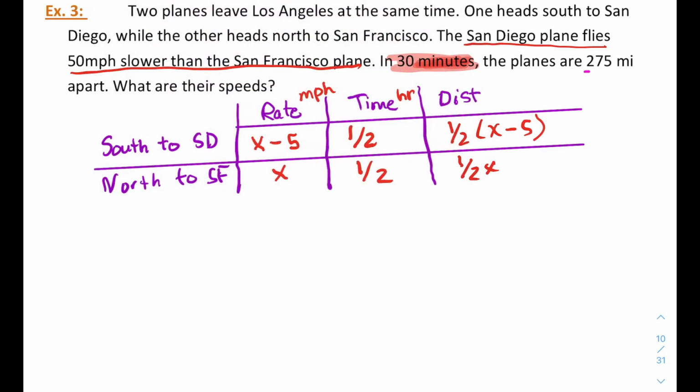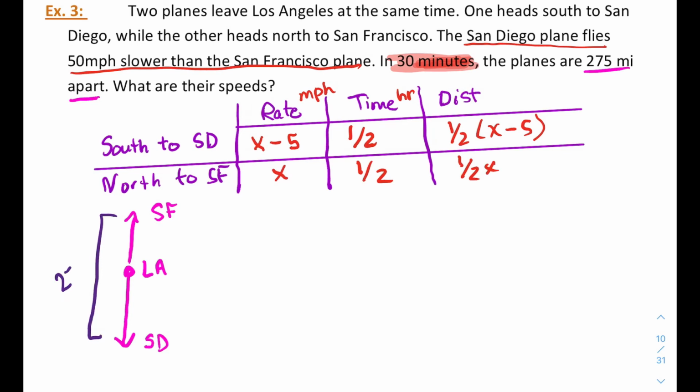Now those distances aren't necessarily the same. We're looking at after 30 minutes, and what we're told is after 30 minutes, the planes are 275 miles apart from one another. So I start in LA, I went one plane north, one plane south. So if you think about it, the total distance they are apart is 275 miles, and that includes both the distance that my San Francisco plane has flown north and my San Diego plane has flown south. So what I know is those total distances for my two planes individually should add up to 275 miles.